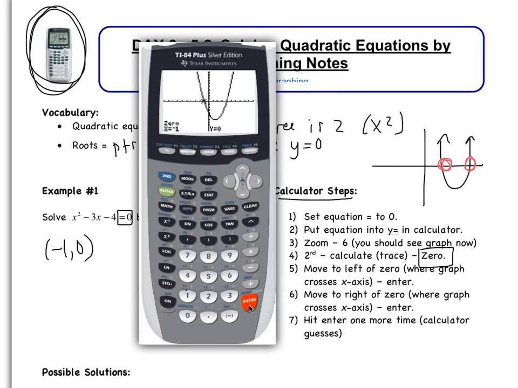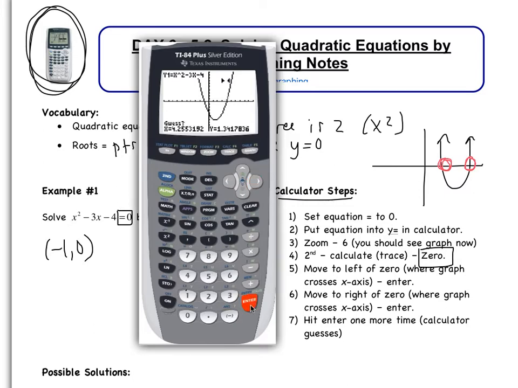Now I need to find that right 0. I need to find this one right here. So hit second, calc again. Again, you want to calculate the 0. Okay, it asks for the left bound. This time, the left of that 0 is below the x-axis. So my left bound is going to be below the x-axis. So move your cursor below and hit enter. Just has to be somewhere below. And then right bound is above and hit enter.